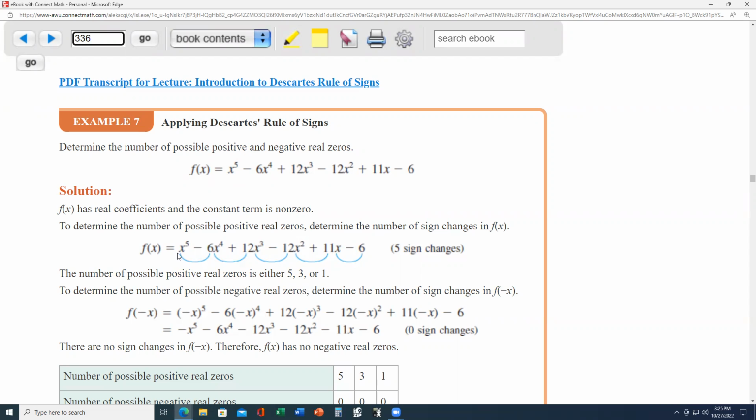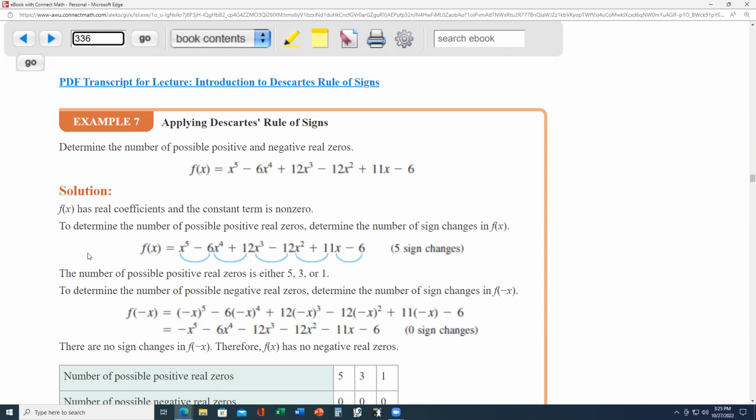So notice we go from a positive x to the 5th to a negative 6x to the 4th. That is considered to be a sign change. Then I go from a negative 6x to the 4th to a positive 12x cubed. That's another sign change. Then I go from positive 12x cubed to negative 12x squared. That's another sign change. Negative 12x squared to positive 11x, that's a sign change. And 11x to a negative 6, that's another sign change. So we experience 5 sign changes in this polynomial.